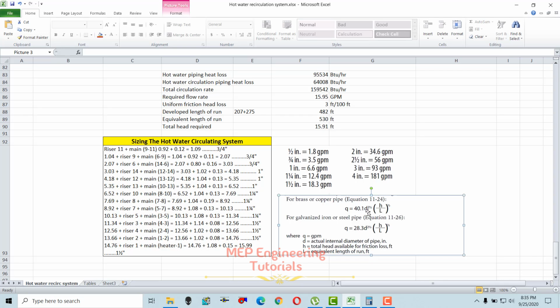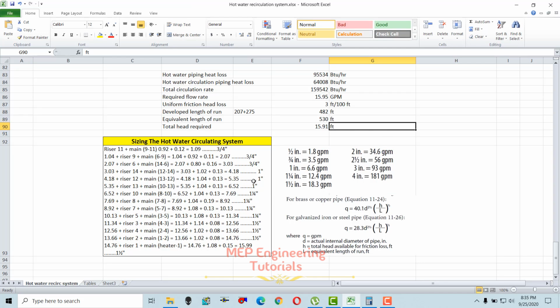So based on this, there is a formula developed here. If you change the GPM one by one, you will develop this: half inch is equal to 1.8 GPM. So from this equation I got these values: half inch equals 1.8 GPM, 2 inch equals 34.6 GPM, and 4 inch equals 181 GPM. So now we are going to use these one by one to calculate the recirculation pipe sizes.